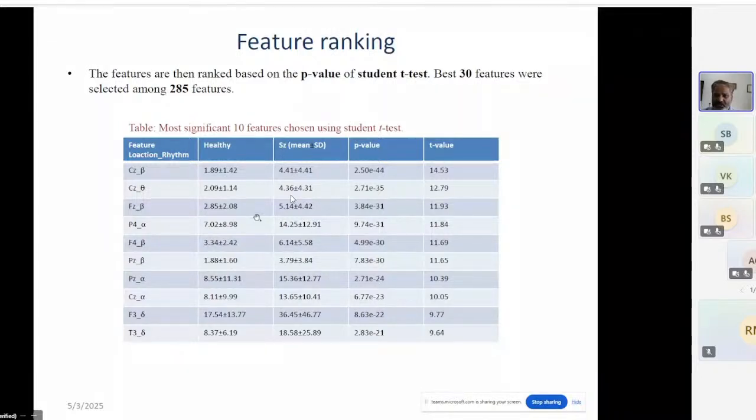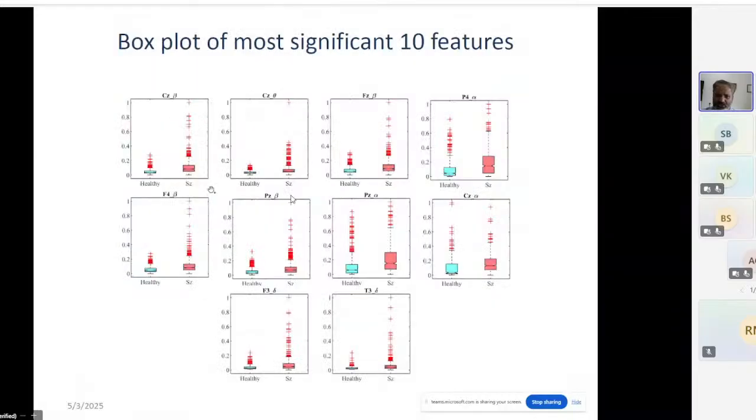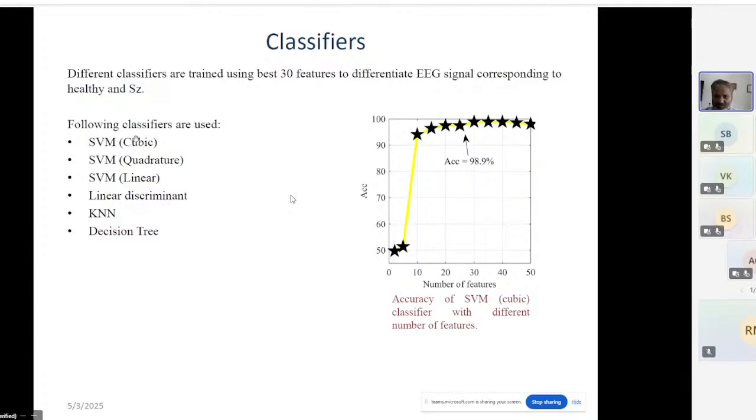And with less probability, that is more clear from the box plots. Here the healthy and schizophrenia classes are showing discriminative nature, and that motivates us because they are not perfectly separated. So that motivates us to use a machine learning based classifier, which can map to a high dimensional space and separate them out. So for that we have used the best 30 features to differentiate EEG signals corresponding to schizophrenia.